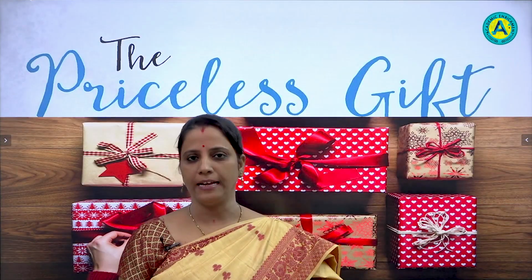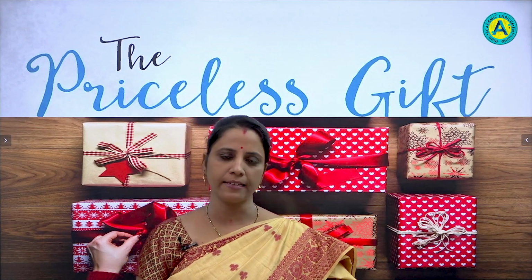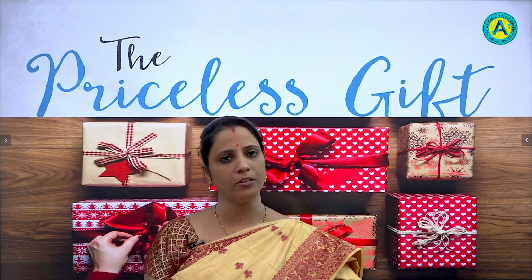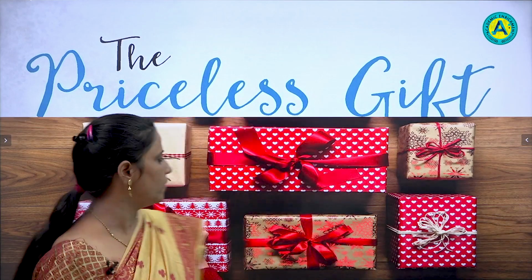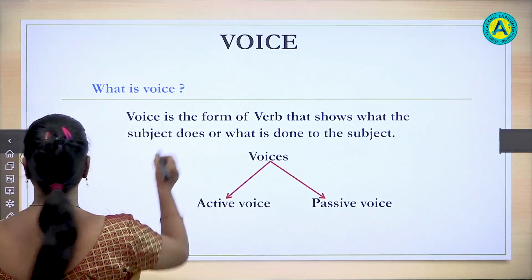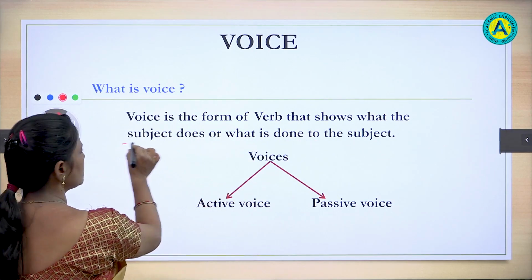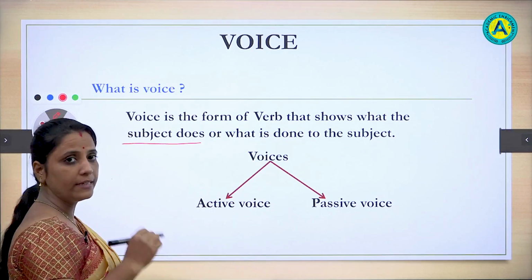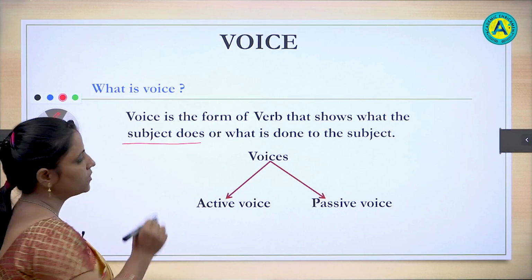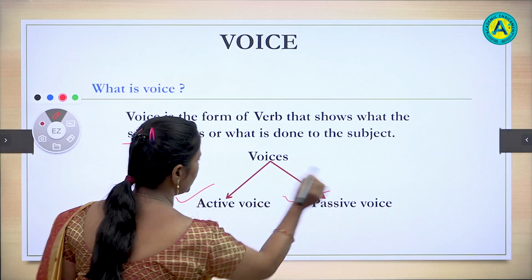Hello students, last class we discussed some structural parts of the priceless gift. Today we will discuss some other structural parts. Let's discuss what is voice. Voice is the form of verb that shows what the subject does or what is done to the subject. So voices are of two types, active voice and passive voice.